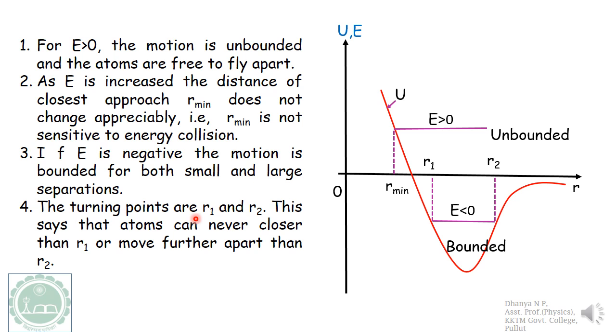The turning points here are r1 and r2. This says that the atoms can never come closer than r1 or move farther apart than r2. It can move in between r1 and r2. This is the bounded condition.